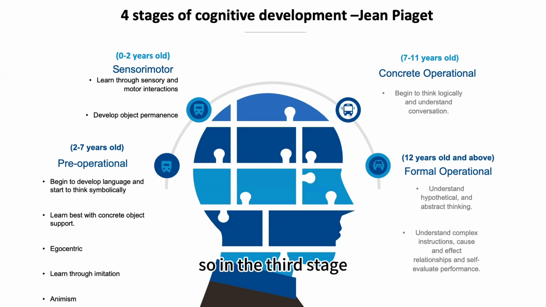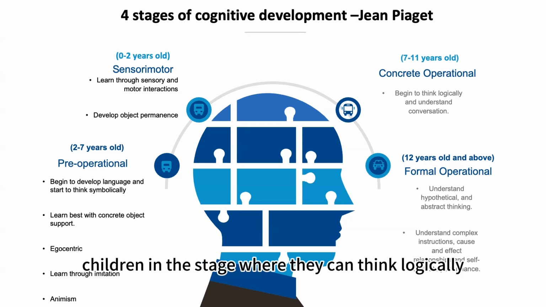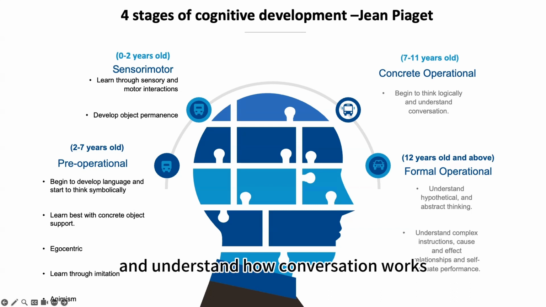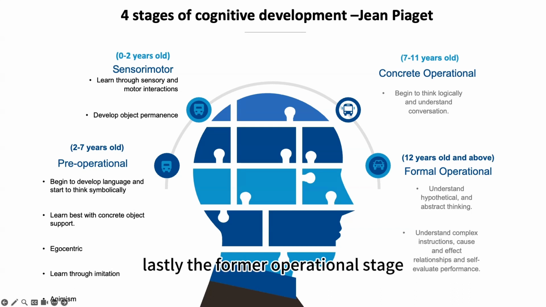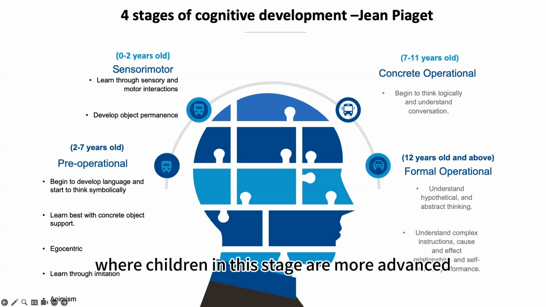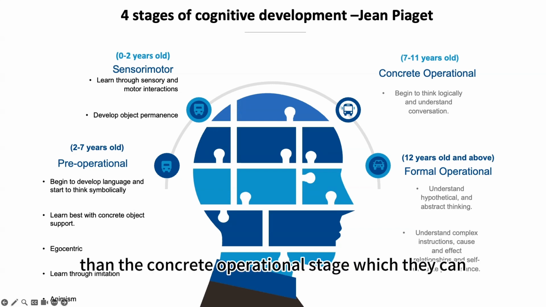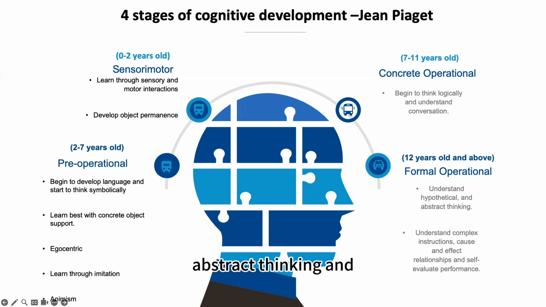So in the third stage, the concrete operational stage, children can think logically and understand how conservation works. They can understand concepts through real experiences. Lastly, the formal operational stage, where children are more advanced than in the concrete operational stage, and can understand hypothetical and abstract thinking, cause and effect, and so on.